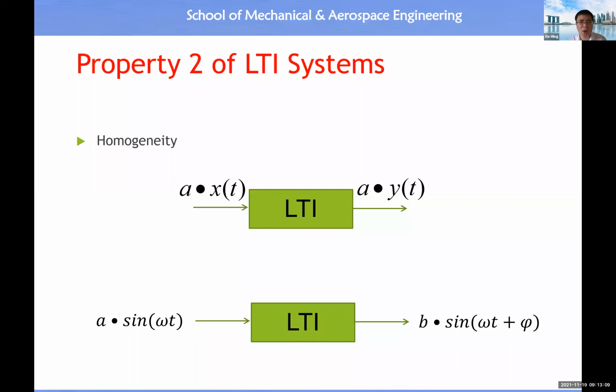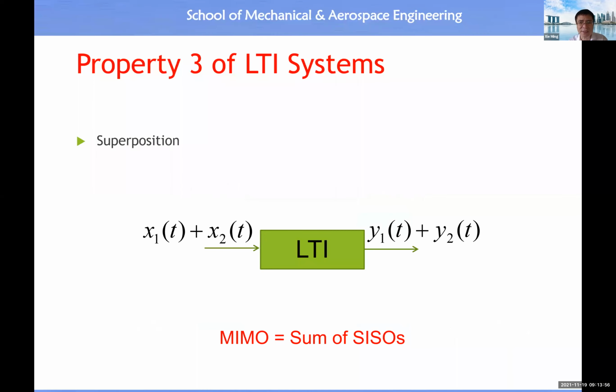The second property is about homogeneity. It means if we scale up the input by a factor of A, then the output will be equally scaled up or scaled down by the same factor A. In particular, if the input is a sine function, then the output will also be a sine function with the same frequency. Here you see we have sine omega t, then at the output side we will also see sine omega t. Only the amplitude and the phase of this signal will change. The frequency will remain the same. This is the second property of the LTI system.